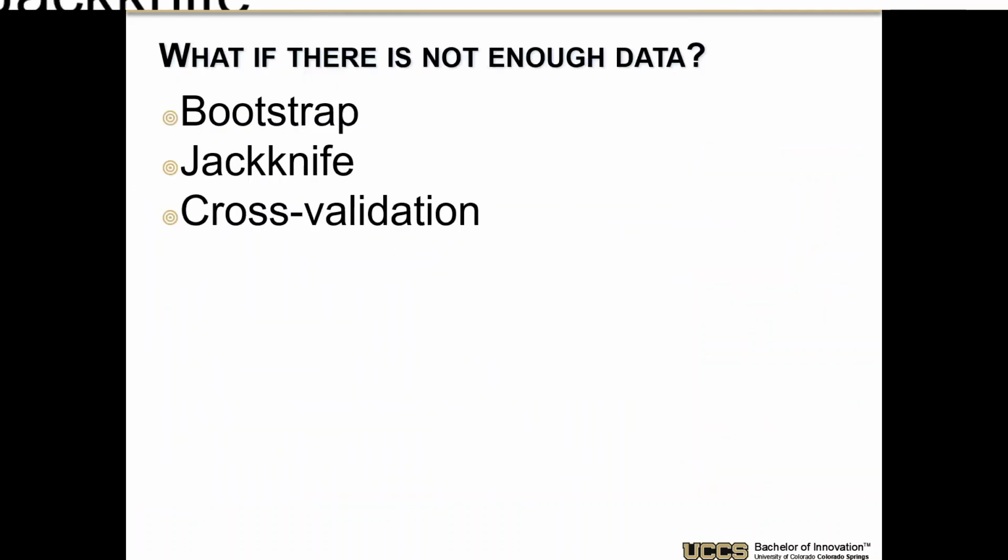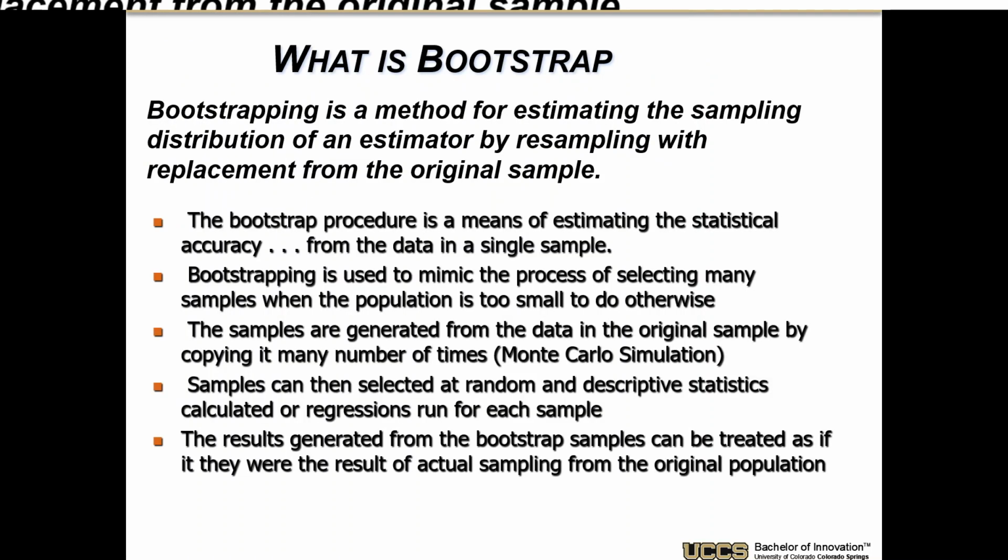But that also brings me to the next problem. What happens when there's not enough data? And this turned out to be a really common problem in certain kinds of computational experiments because you simply can't afford to run all the experiments you want. So there are three classical statistical techniques we're going to talk about very quickly. Bootstrap, Jackknife, and Cross-Validation.